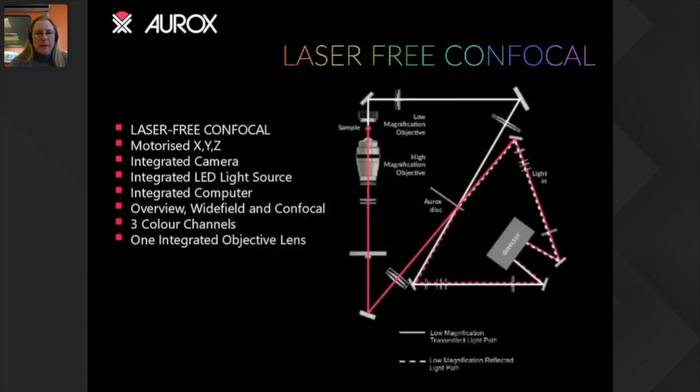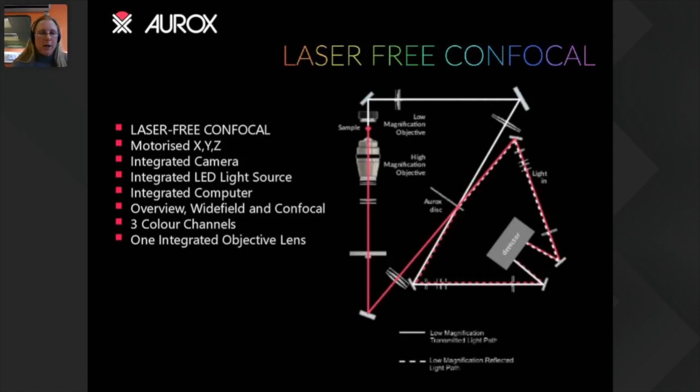So just looking a little bit at the light path, so it's a patented original light path inside the system. And as you can see, we have the Aurox disc in the middle, the spinning disc, and the light is coming at the disc from different directions. So we can do a range of different functions with this, and it makes it a very flexible system. So just going down the list on the left, we have a laser-free system, so no lasers needed and no maintenance contracts, etc. It has an integrated motorized XY stage and motorized Z. So you can do your tile scans, you can do your Z stacks, just like in a normal microscope.